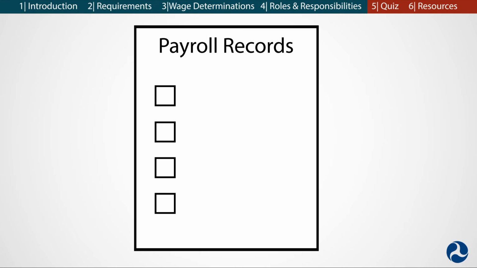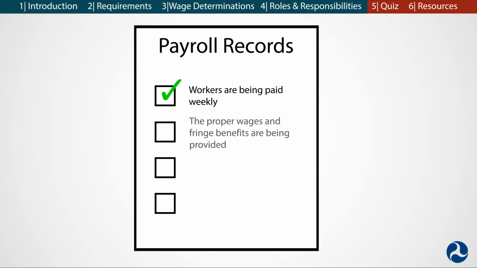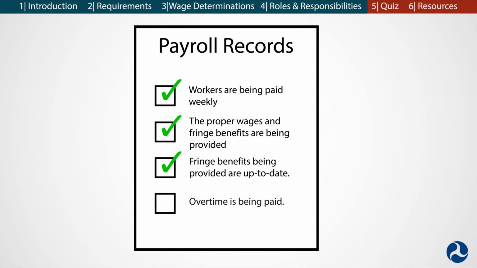Payroll spot checks are reviews of payroll records for the laborers and mechanics working on a project. These spot checks should verify that workers are being paid weekly, that the proper wages and fringe benefits are being provided, that those fringe benefits are up to date, and that overtime is being paid. The results of the interviews, payroll spot checks, and any potential violations that are discovered should be documented. Speak with the FRA grant or loan manager to get information on how to document this information.